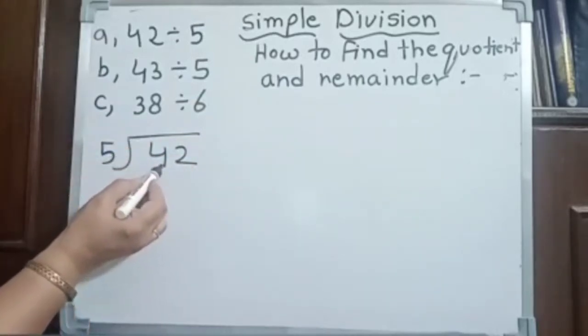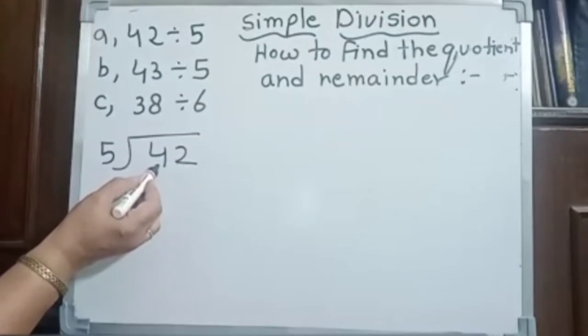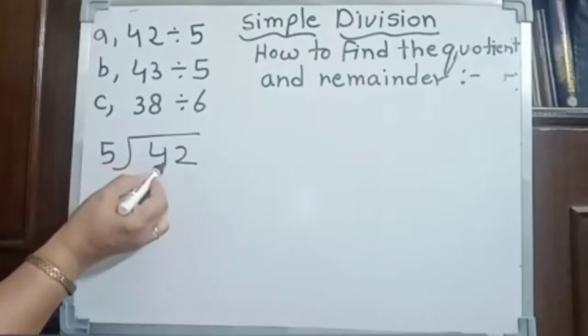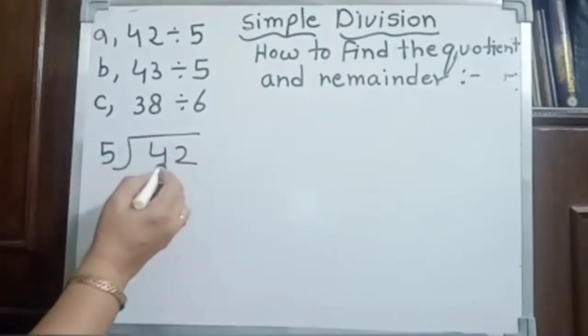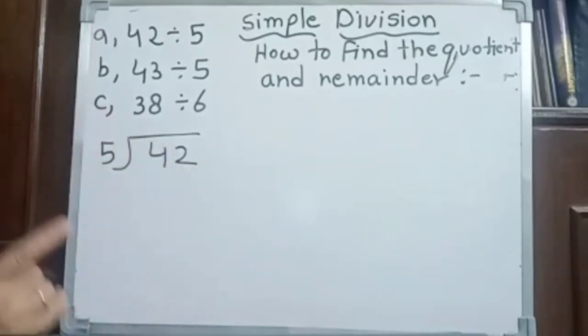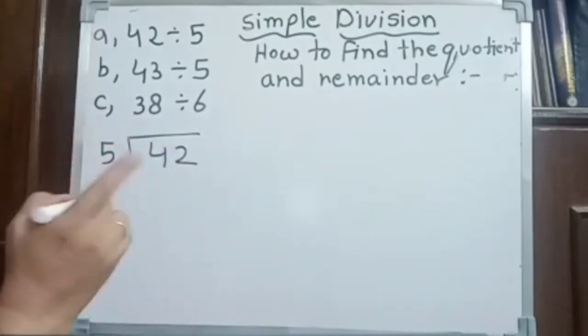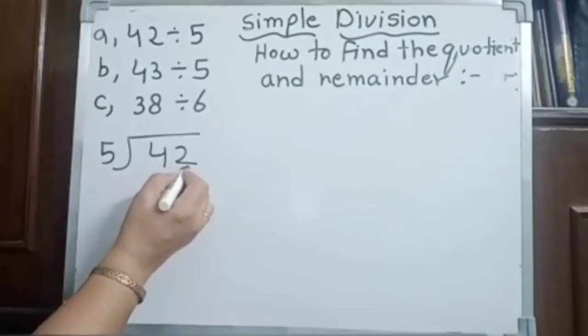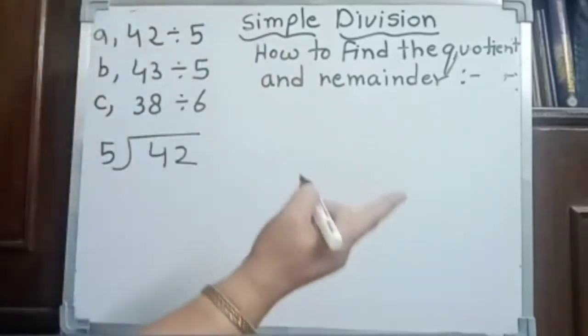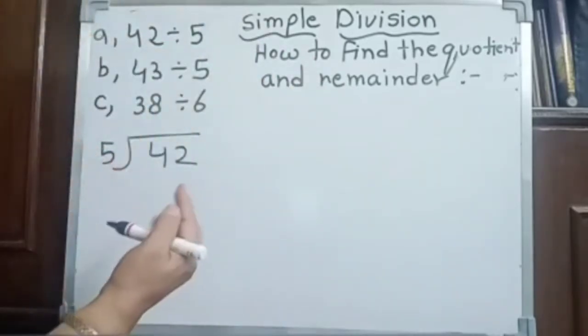So come to the very first number, that is 4. 4 is smaller than 5, so go to the next number. Now we have 42. Now count the table of 5 and stop at less than 42. Don't go more than 42. Now count the table of 5.